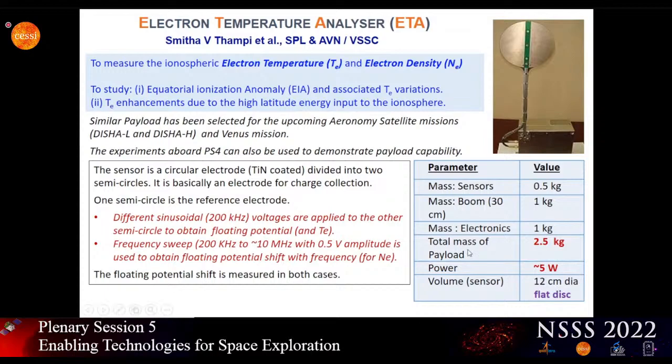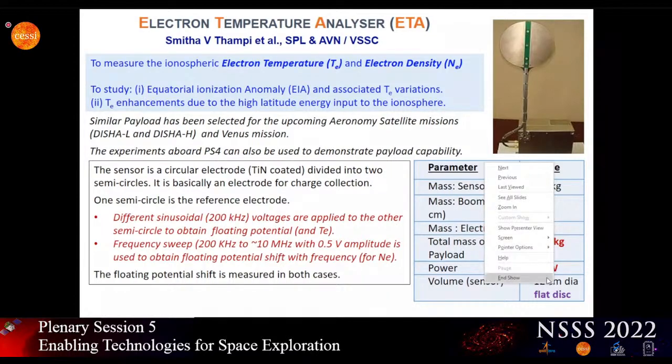And the total mass is going to be something like 0.5 kg for the sensor, for the boom it is 1 kg, and electronics is going to be another 1 kg. So total around 2.5 kg, and power will be around 5 watt. And the total volume that it is going to occupy is a 12 centimeter diameter flat disk. All right.